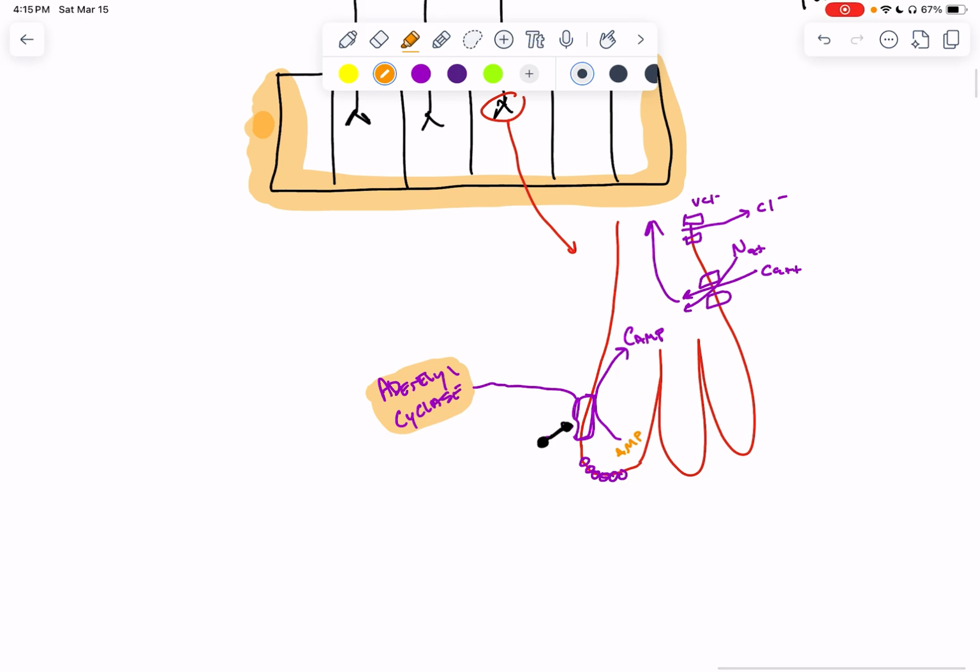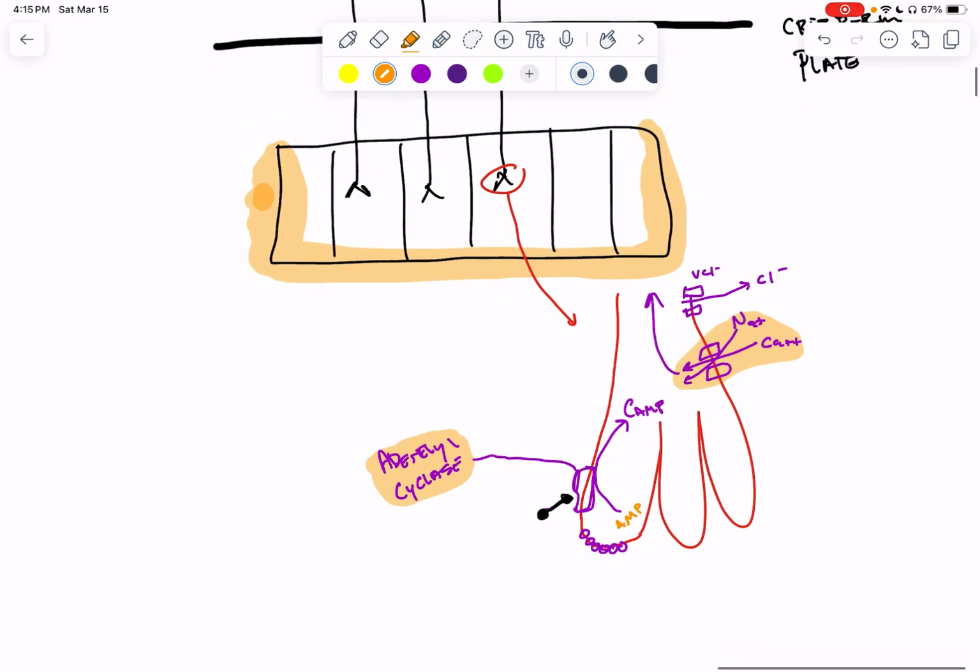And so when AMP is changed to cyclic AMP, it is going to cause the opening of a symporter, as we talked about at the beginning of the year, a sodium and calcium symporter. And when this symporter is activated, we're going to see a rush of calcium and sodium into the olfactory bulb.